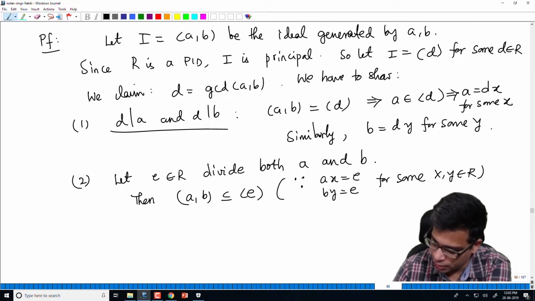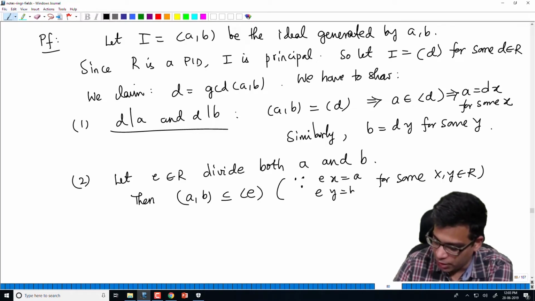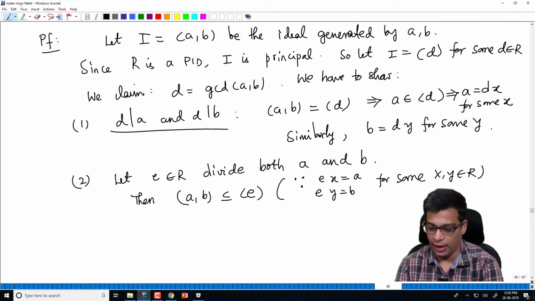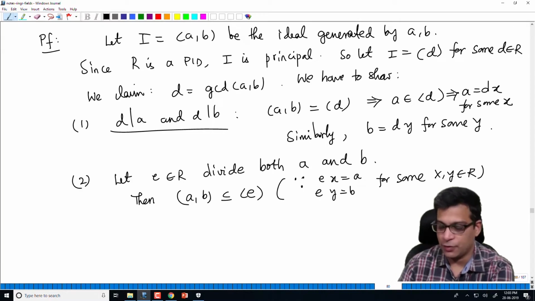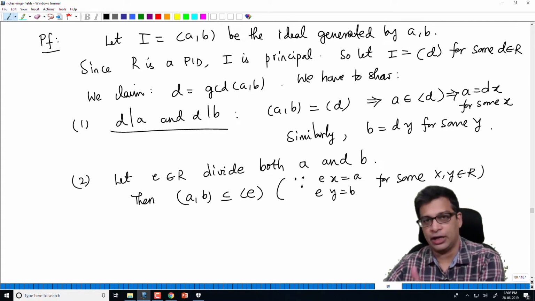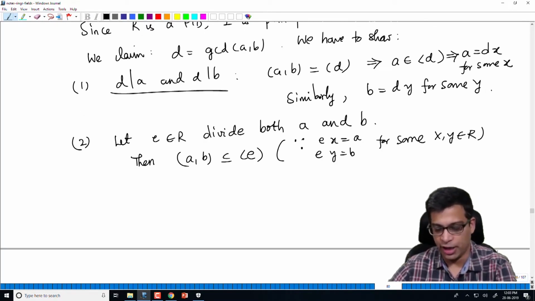Sorry, this is not correct. I should write Ex equal to A, Ey equal to B. E divides A, that means Ex is equal to A for some x, Ey is equal to B for some y. That means A is of the form Ex, means A is in the ideal generated by E. Similarly, B is in the ideal generated by E. So the ideal generated by A and B is contained in it. If the generators are in some ideal, the entire ideal generated by A and B is in the ideal generated by E.